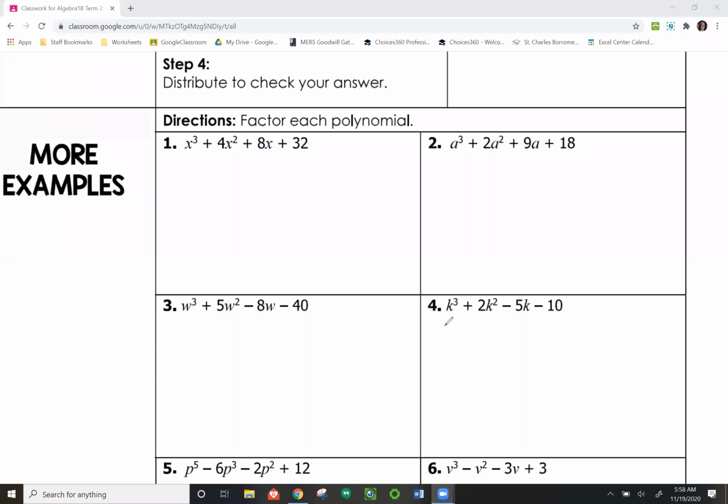Okay, I'm gonna leave number 2 for you guys to do. All right, let's look at number 3. Now, when you make your grouping just like this, what happened right there? What did I tell you to not have in between your groupings? The minus, okay? You always want it to be a plus sign.